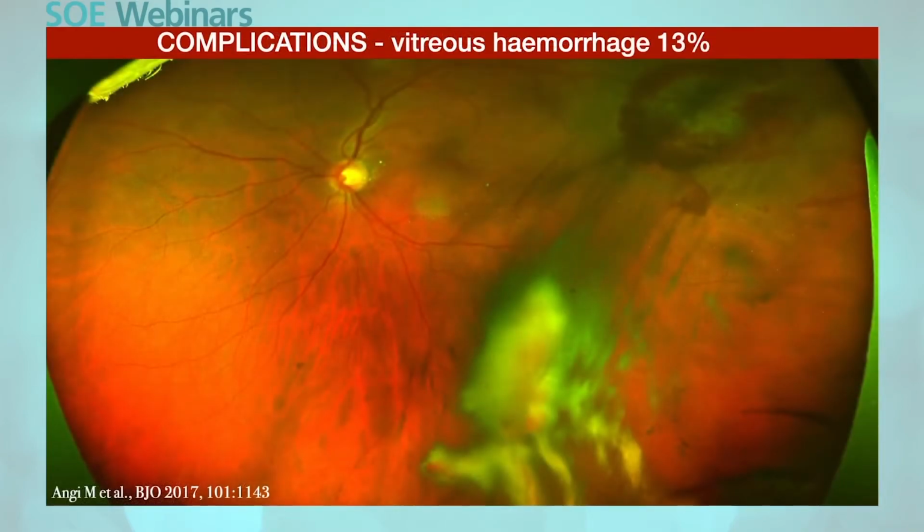From the surgical point of view, a vitreous hemorrhage is the biggest complication, at about 10–15%. Again, we try to get better and better, but this is not a problem we can eliminate.